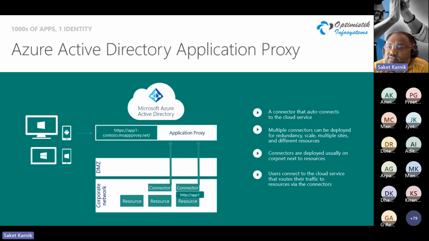Later on, your application just makes use of this connector directly, right? Simply on the right-hand side, you can see how exactly it is performed. A connector is available that auto connects to the cloud service. Multiple connectors can also be deployed for redundancy so that scalability is not a challenge, no matter what number of user requests are actually coming in, which makes it highly scalable, which allows you to handle multiple applications and multiple sites.